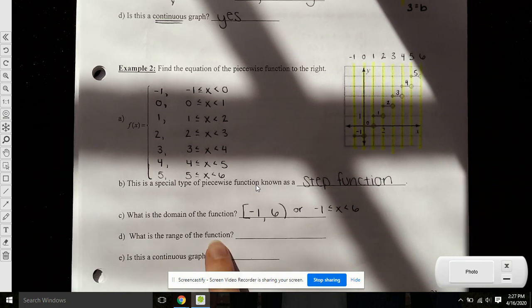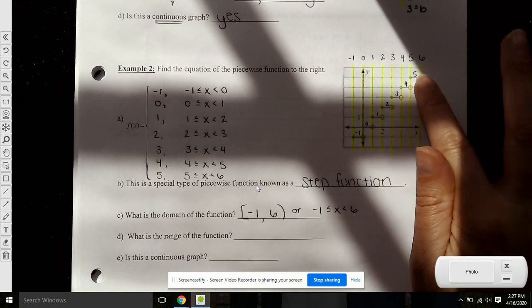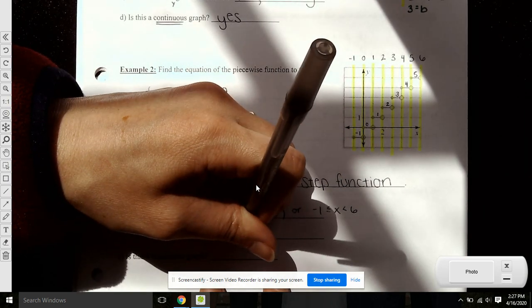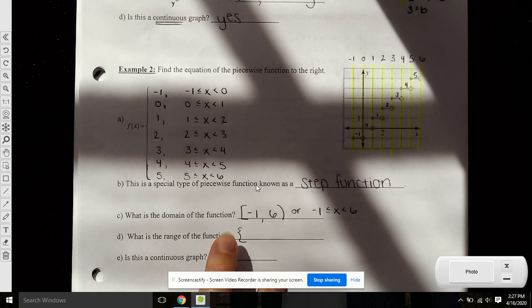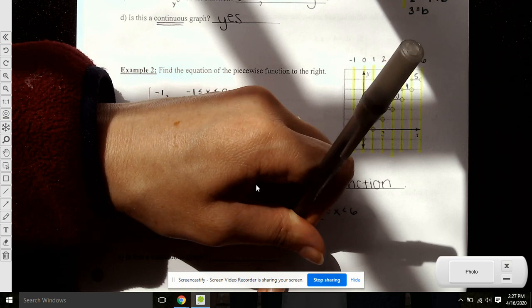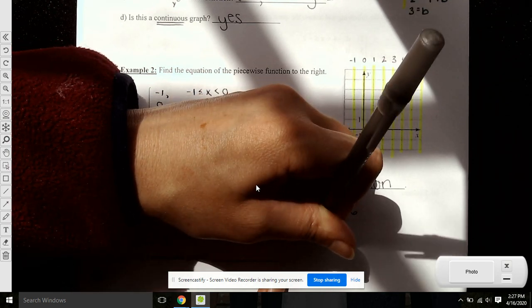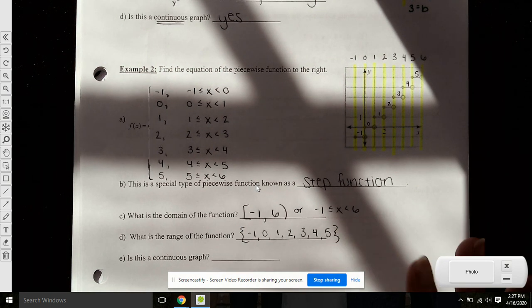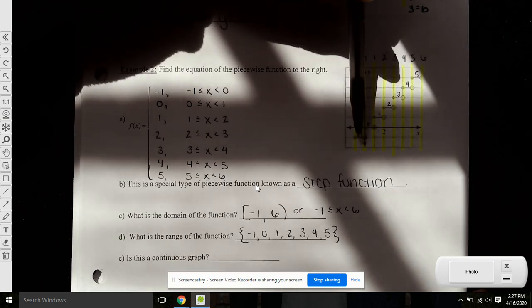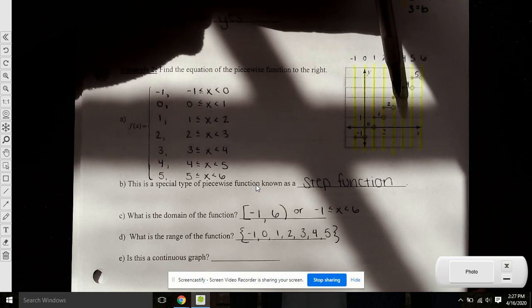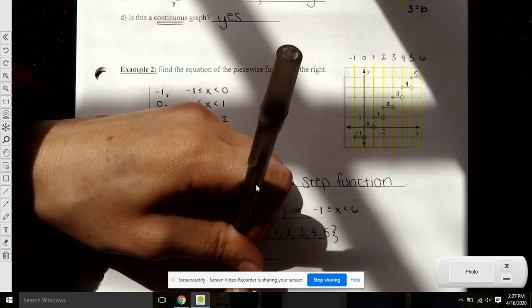Now the range is also different because it only takes on these 7 values. So when I write my range, I'm actually using set notation where I use those brackets, and the range is only the 7 values. So I write -1, 0, 1, 2, 3, 4, and 5. It does not take on any values between there. It only takes on those values. And like I said before, because I have to pick up my pencil between each step in order to trace, this is not continuous.